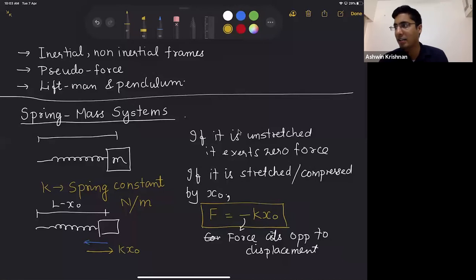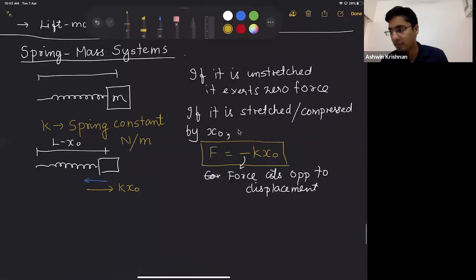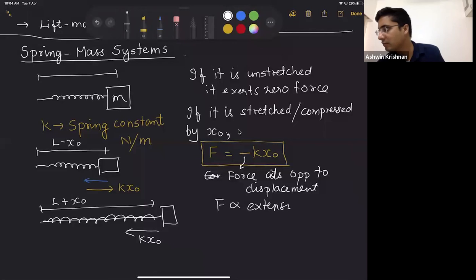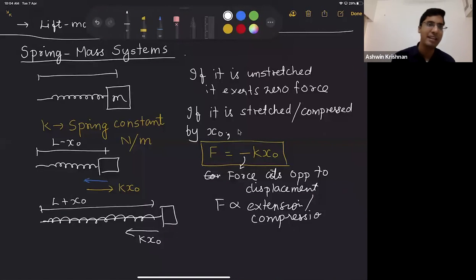If you expand it, let's say you stretch the spring and now make its length L plus x naught, the force will now try to bring it back, and this will also be kx naught. So depending on how much you extend, that will tell you force is proportional to extension or compression. And the constant of proportionality is the spring constant K. This is the basic governing equation of a spring. All right. Now let's do some simple problems on spring.